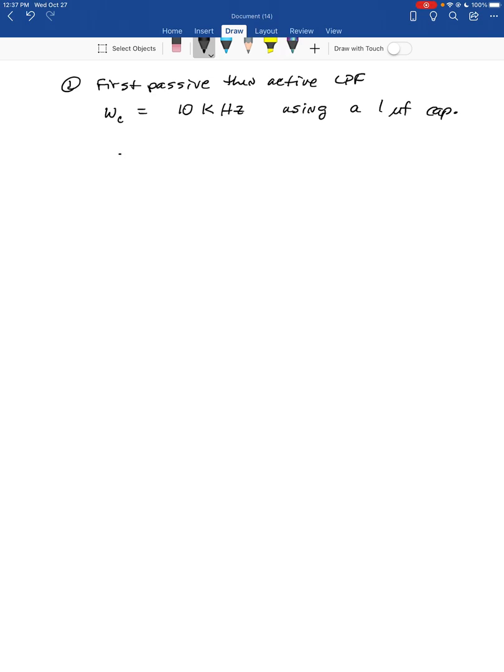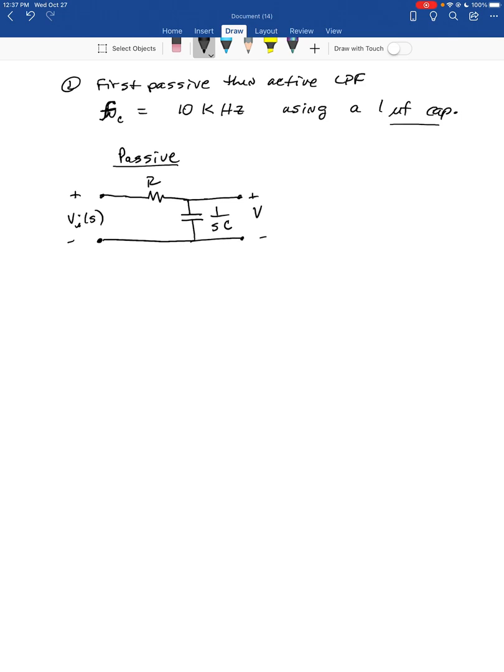So for the low-pass filter, for the passive, we'll use an RC. It does tell you to use a 1 microfarad capacitor, so that tells us that we're using an RC. Also, notice that this frequency is given in terms of hertz. So it's actually f, not omega, and we're going to have to convert to omega before we can do the problem. Okay, so here's our passive RC filter. This is the low pass, taking the output across the capacitor.